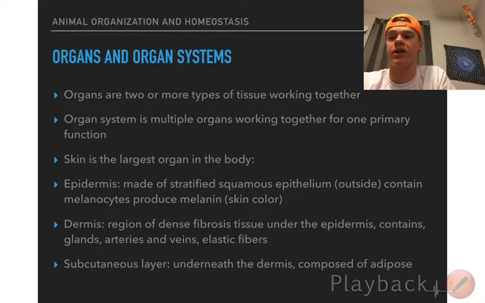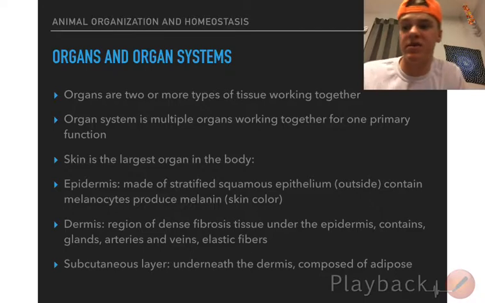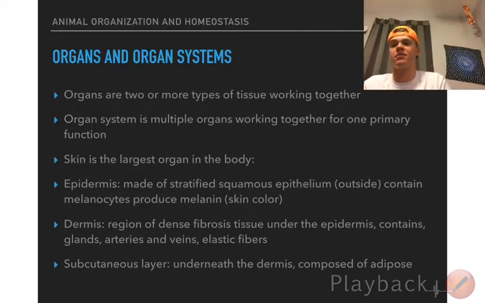Skin is the largest organ in your body, and skin can be broken down into three parts. Epidermis, made of stratified squamous epithelium, which we talked about earlier, contains melanocytes, which produce melanin, which gives you your skin color. Dermis is a region of dense fibrous tissue under the epidermis, contains glands, arteries, veins, and elastic fibers, all things we talked about earlier. And then there's a subcutaneous layer, which some people say is part of the skin, some say it's not, but it's underneath the dermis and it's composed of adipose.